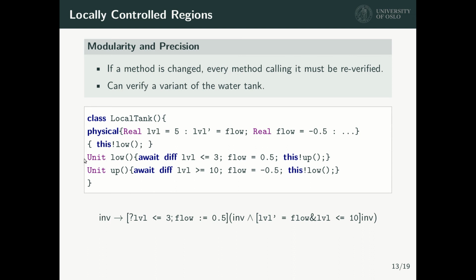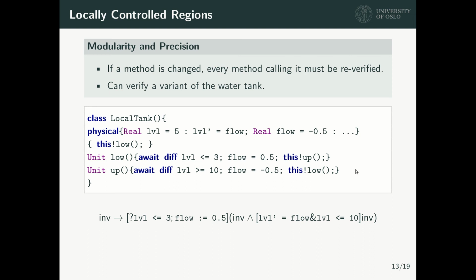So now what's the proof obligation for low? I assume the invariant. I assume that the level is below 3 because I'm triggered. So from this I can obviously derive that the level is at most 3. I set the flow to a positive value. I need to prove the invariant. And now I need to show that this stays safe until the next controller, until this method that I called here triggers. And it triggers if the level is above 10. So I have to stay safe while I'm below 10. And for up it's the same thing, except that it is inverted. Nice, right? So now we can verify at least simple water tanks.